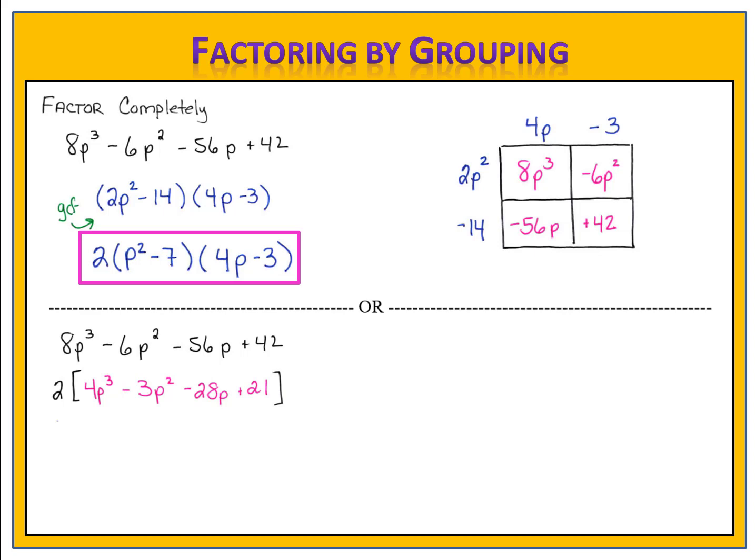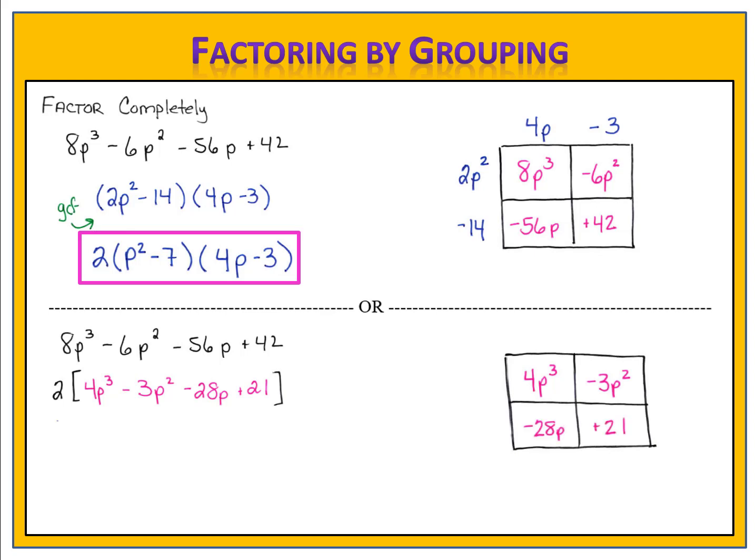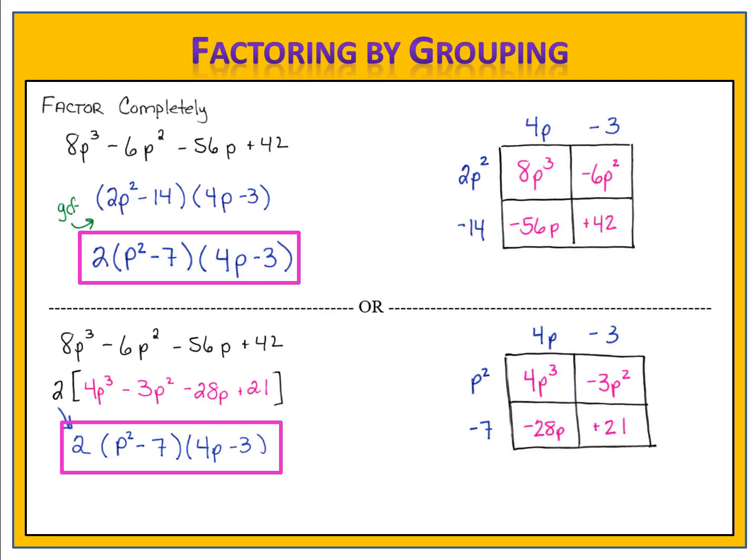We could take that polynomial in pink and use the grid to factor that out. Again, following the same process where we write the terms in the grid, find the common factor of the top row, and then use multiplication to fill in the numbers around the grid. In that case, we would have the factors p squared minus 7 times 4p minus 3. Don't forget the 2 that we factored out at the beginning. And so we have 2 times p squared minus 7 times 4p minus 3. And once again, no matter which path we chose, we ended up with the same result.